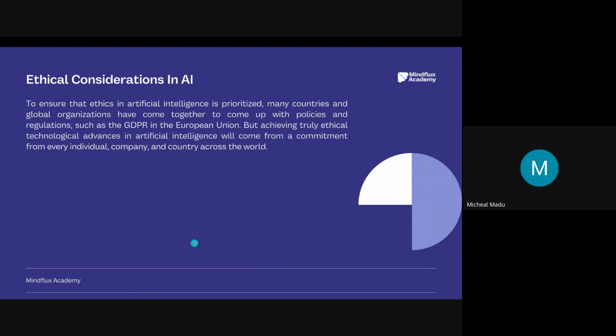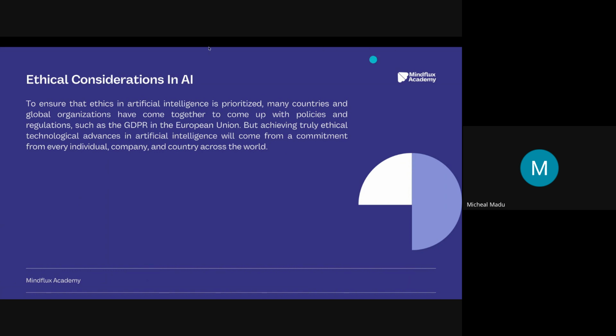Now, welcome back. To ensure that ethics in artificial intelligence is prioritized, many countries and global organizations have come together to come up with policies and regulations, such as the GDPR in the European Union. So these regulations are just to ensure that AI is being used in a safe way.